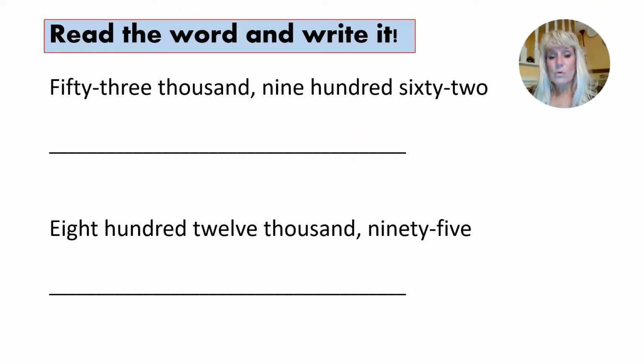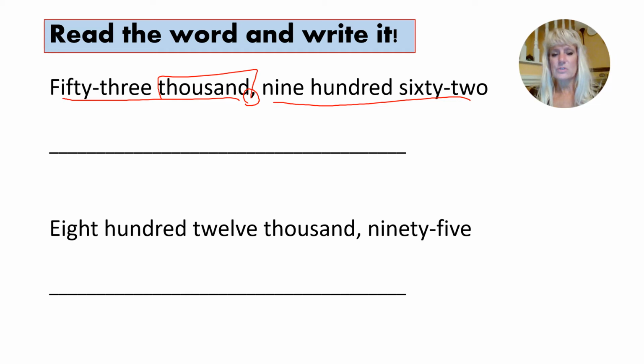Okay, now we're going to be reading the word and writing it. We're going to use the same skill that we've been practicing in class. So first thing I'm going to do is circle my comma. This is going to separate the 2 periods. I had a ones period and I had a thousands period. And you know what? That thousands is there to remind me that I'm in the thousands period when I get to that side. So I'm going to look at the ones period. It says 962. So I'm going to go ahead and write 962.